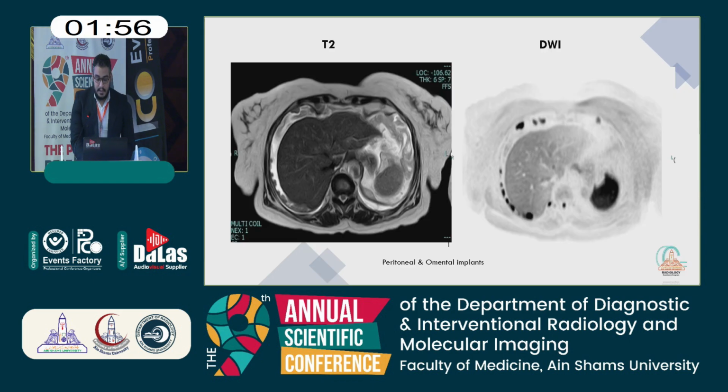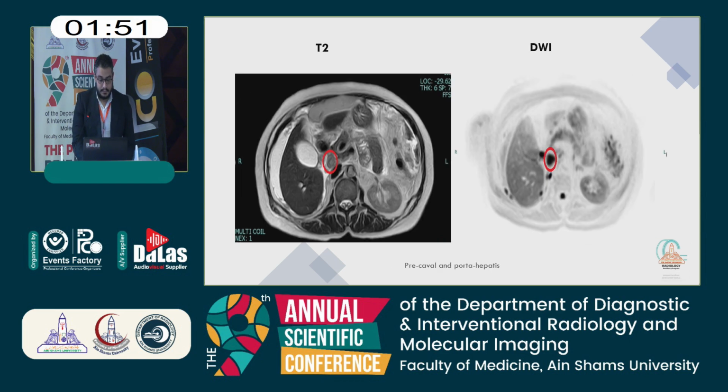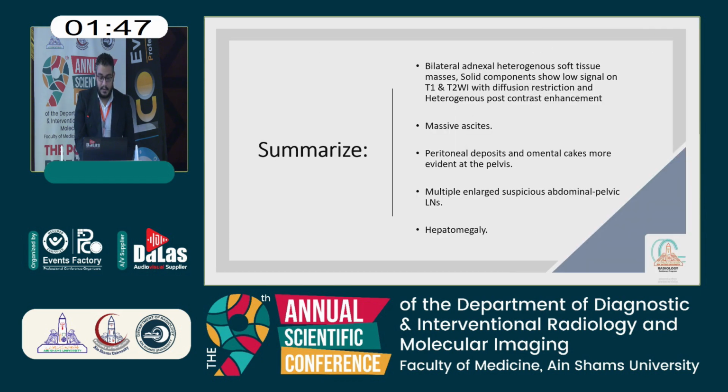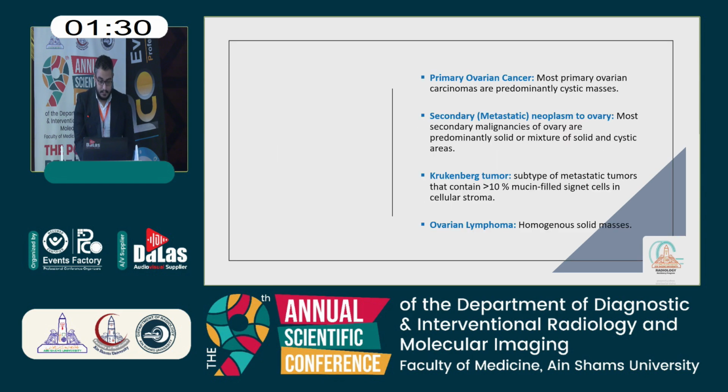We continue to see the ascites, peritoneal and omental implants, pathological looking lymph nodes. To summarize, we have a bilateral adnexal heterogeneous soft tissue lesion with heterogeneous post-contrast enhancement and true diffusion restriction. Massive ascites, peritoneal deposits, omental cakes, multiple enlarged suspicious abdominal and pelvic lymph nodes.